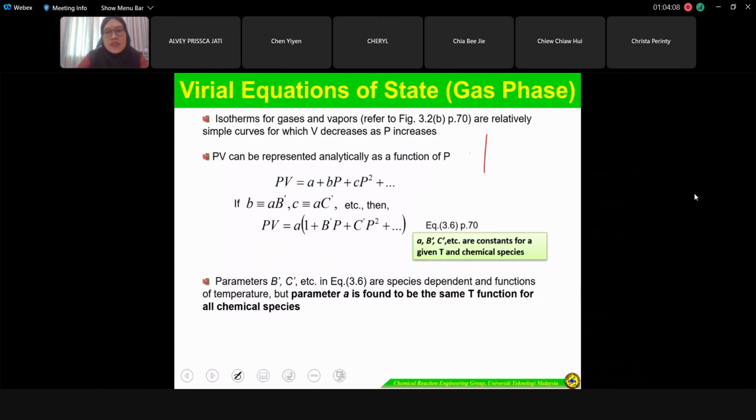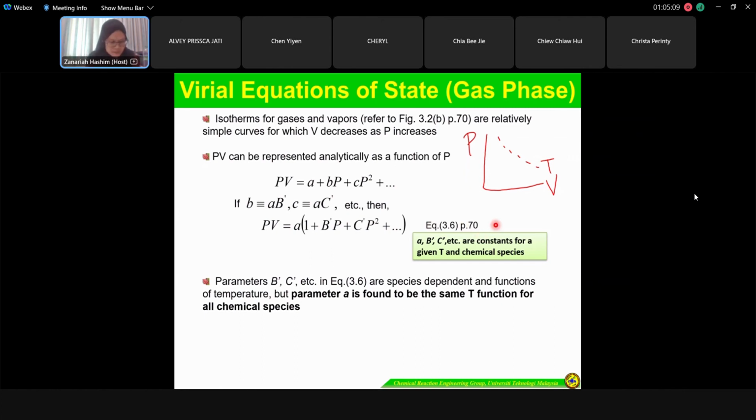Okay, you have the PV diagram. So you have the isotherm, something like this, right? Okay, T. So this line is relatively simple. V decreases as P increases. Okay, so PV can be represented analytically as a function of P. So this line you can actually express as this equation. Okay, PV equals A plus BP plus CP squared plus ... Okay, and then if you replace B here with B is defined as A B dash and then C equals A C dash, etc., then you can also write the equation as this. PV equals A bracket 1 plus B dash P plus C dash P squared and so on. Okay, so this is equation 3.6 on page 70.